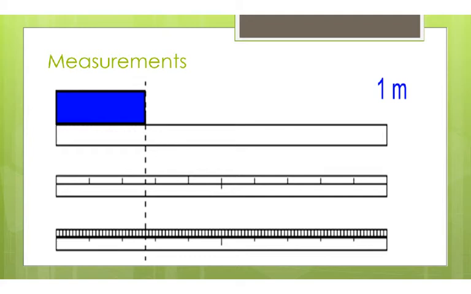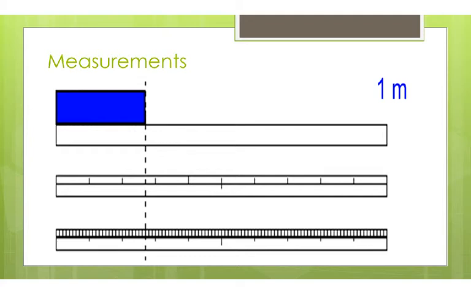Suppose I give you this blue object and I ask you to measure the length of the blue object, and I give you 3 meter sticks in order to do so. The meter sticks below the blue object are all exactly 1 meter long, but you'll notice that they are calibrated differently. Let's suppose I ask you to measure the length of the blue object using the first meter stick only. Don't look at the second and third meter stick to do this practice.